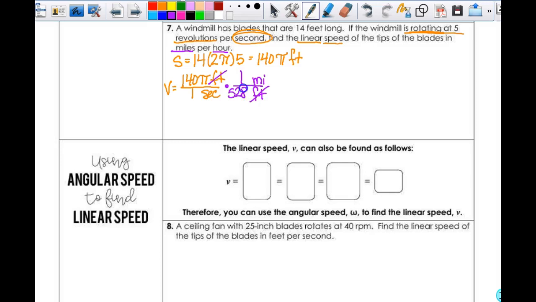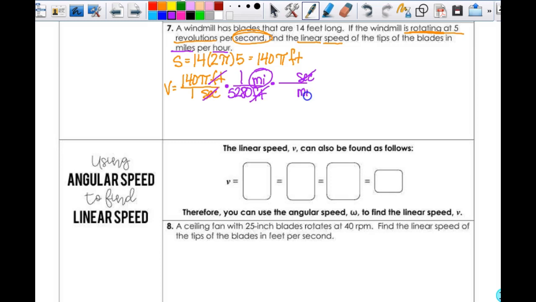5,280. Yes, and that's a number that you need to know. Okay, so I've got my miles down, and then seconds. You could go directly to hours, but I think most of us would probably rather go step by step. So the seconds would go in the numerator to cancel out.